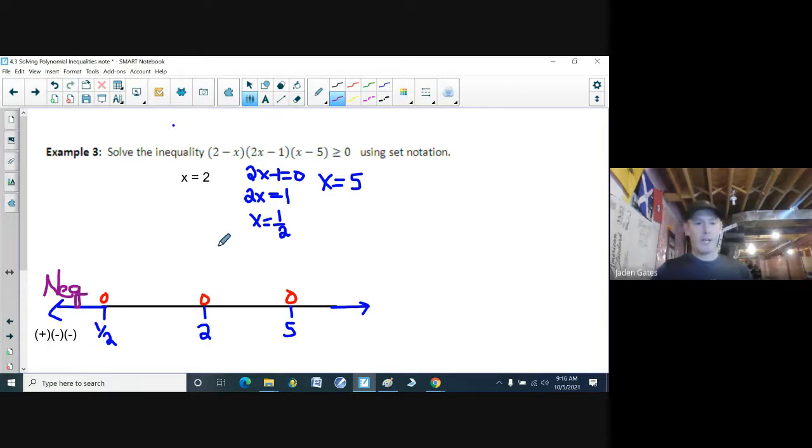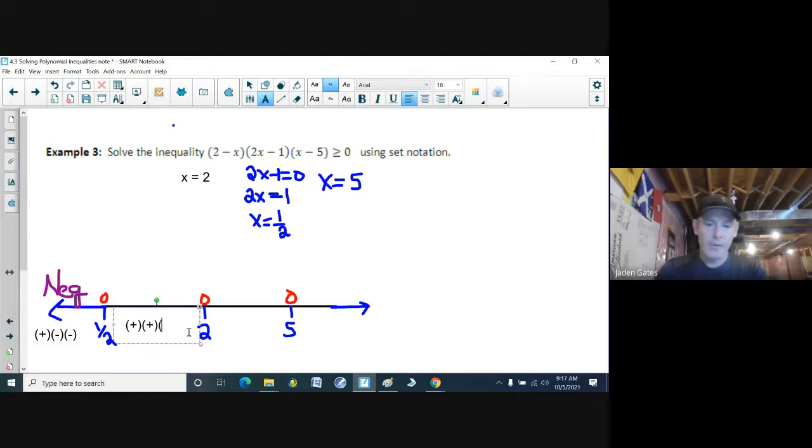Now the second part, between 1/2 and 2. I'm going to pick x equals 1. For our first factor, 2 minus 1, I'd get a positive answer. For our second factor, 2 times 1 is 2, minus 1, is also positive. And 1 minus 5 will give me a negative. Positive times positive gives me a positive, then times a negative gives me a negative. So put that in there.